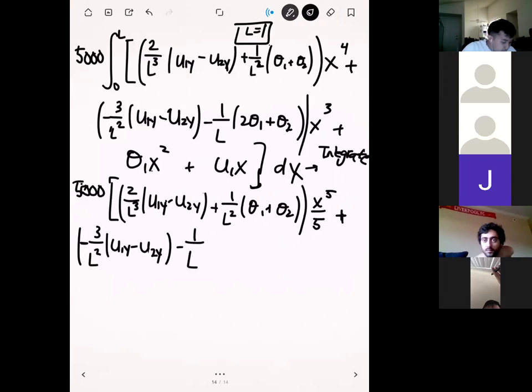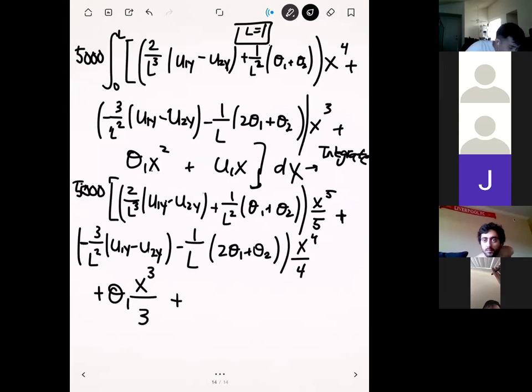Subtract minus 1 over L times 2 theta 1 plus theta 2, just theta 2, not 2 theta 2. All this is multiplied by x to the 4th over 4, plus theta 1 x cubed over 3, plus u1y x squared all over 2.